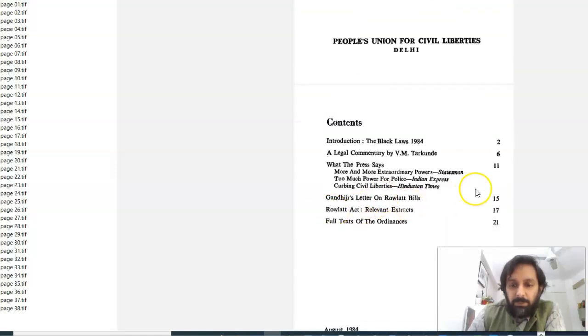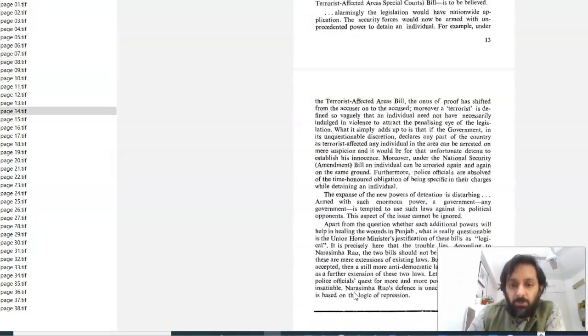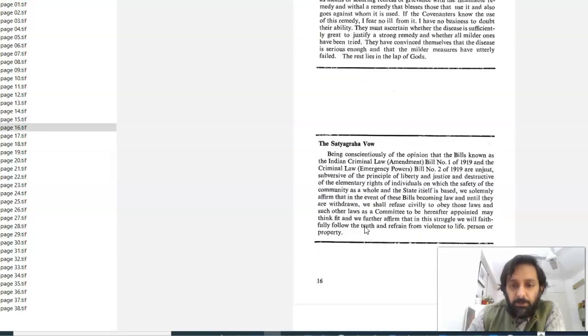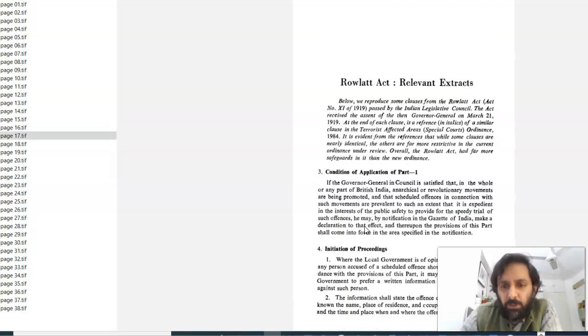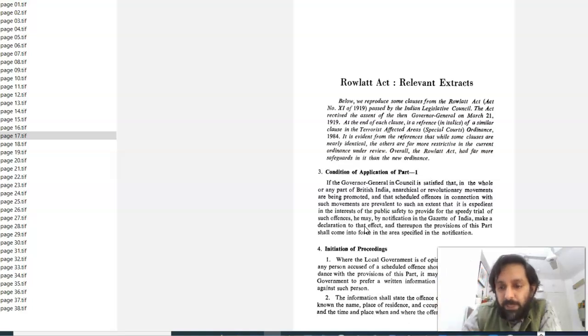You see the document has a reference to Gandhiji's letter on the Rowlatt Bills and the relevant extracts of the Rowlatt Act. I'm just going to go down to Gandhiji's letter of March 1, 1919, and the Satyagraha pledge against the Rowlatt bills. You'll see in this document, and there are other documents like this, a reproduction of aspects of the Rowlatt Act and then comparisons with this particular ordinance that's being discussed.